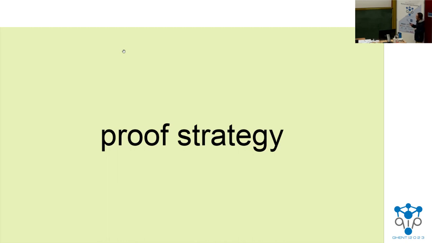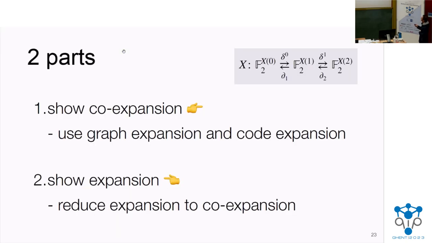Then I'll just say one thing about the proof. As I said, there are two parts. For the forward direction, our proof utilized the graph expansion, so this is where we utilize the graph and code expansion properties. For the reverse direction, we actually don't use them directly. Instead, we reduce the second question to the first question. And this reduction doesn't use anything too fancy. It's just linear algebra. Okay, so that's essentially the idea of these two parts.